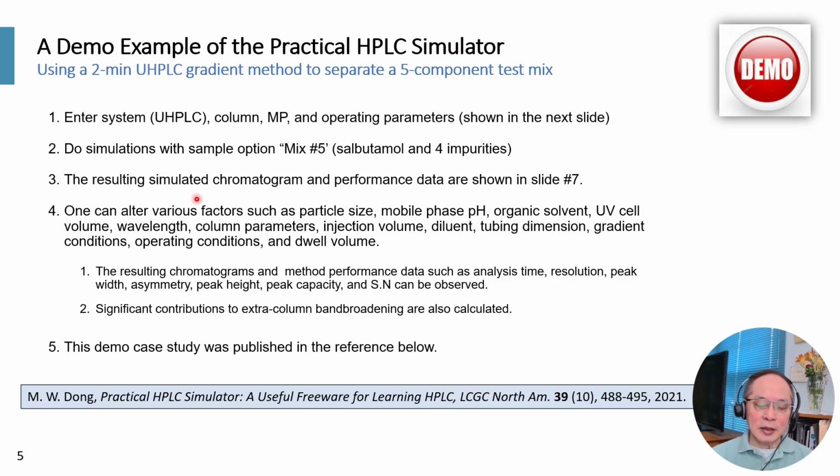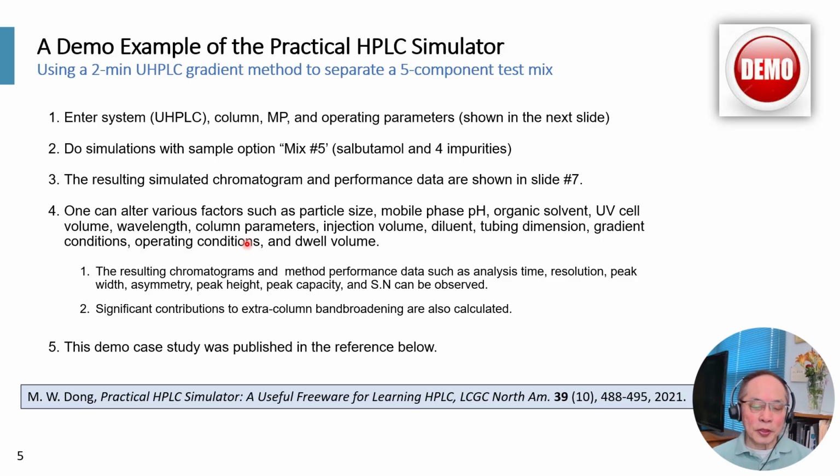Next, you're going to select a mixture, example number 5, which is salbutamol, a COPD drug, with 4 impurities. These are actual real laboratory case studies which David used to validate his program. After you enter the parameters, you can see the simulated chromatogram and also its associated performance data. These are shown in slide number 7, but I think during the live demo, things will become easier.